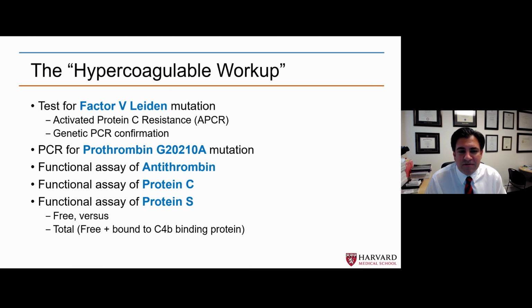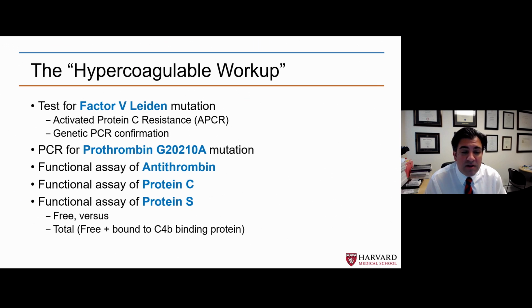The test for factor V Leiden can be done either through an assay assessing activated protein C resistance or a PCR confirmation. PCR is available for the prothrombin gene mutation, and the assays for antithrombin, protein C, and protein S are functional assays. Particularly around protein S, it is important to recognize that different labs will measure different things.